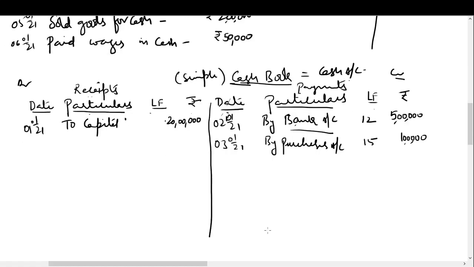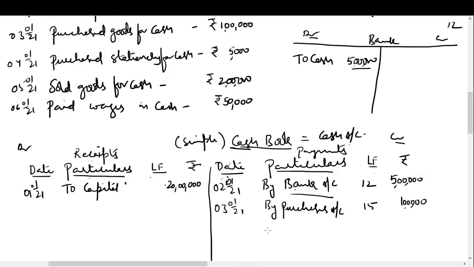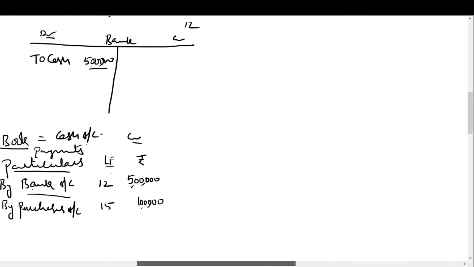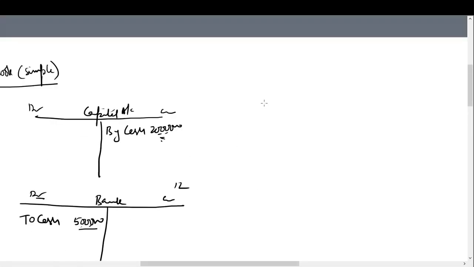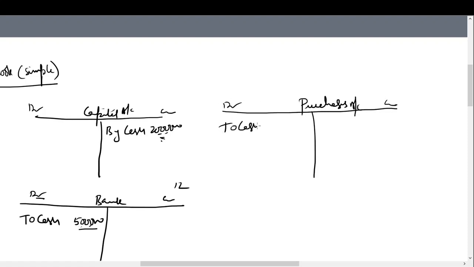I have recorded a payment in the cash book. Now I have to credit the cash book, and now I have to debit the purchases account. So what I'll do is I'll open the purchases account, debit, credit. I will write to cash, rupees 1 lakh. So I've recorded the debit aspect.